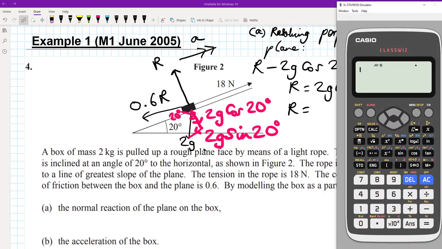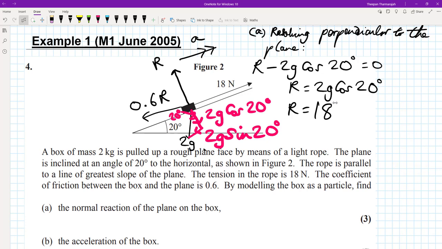So on our calculator, we're going to get 2 times 9.8 times cos 20. So I get 18.4 newtons. That's been rounded correct to 3 significant figures.